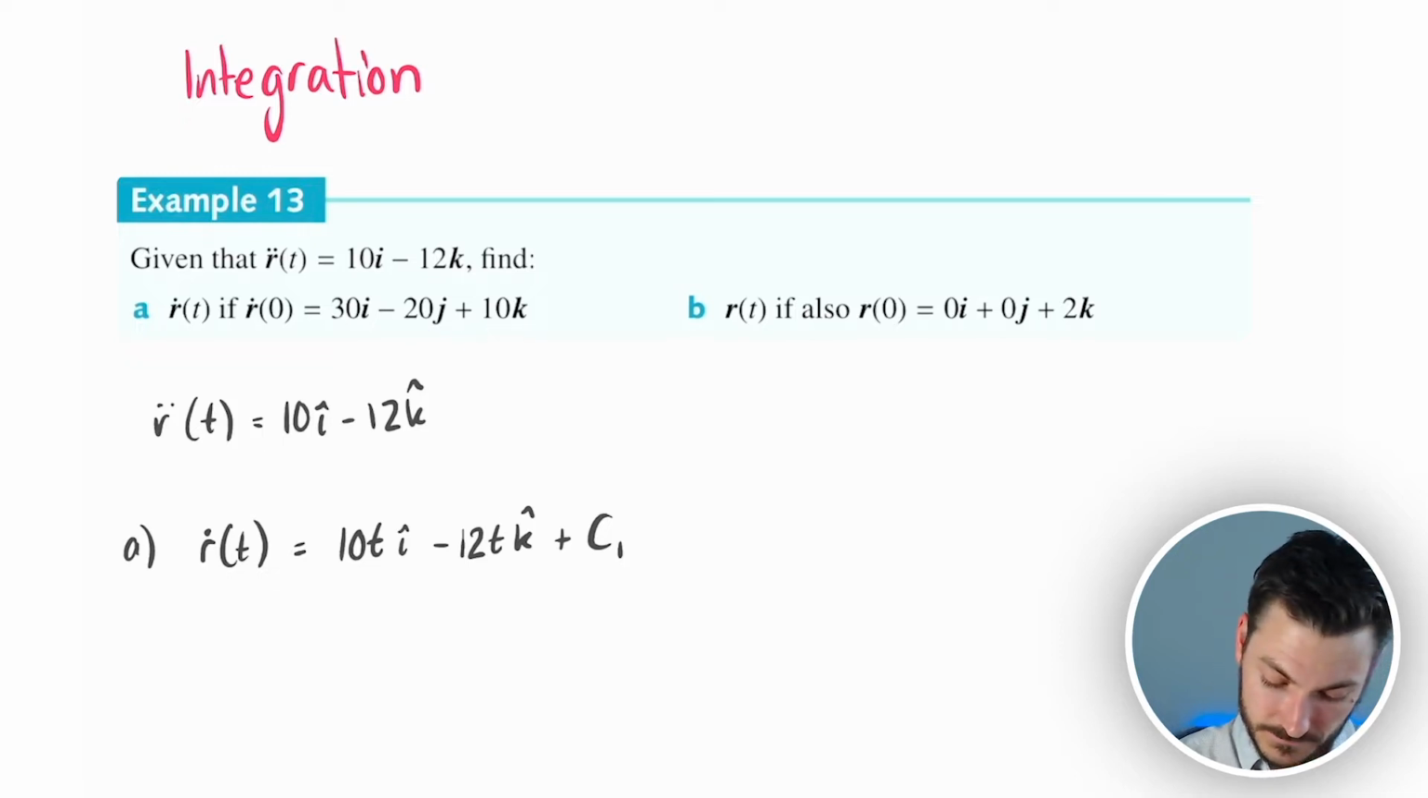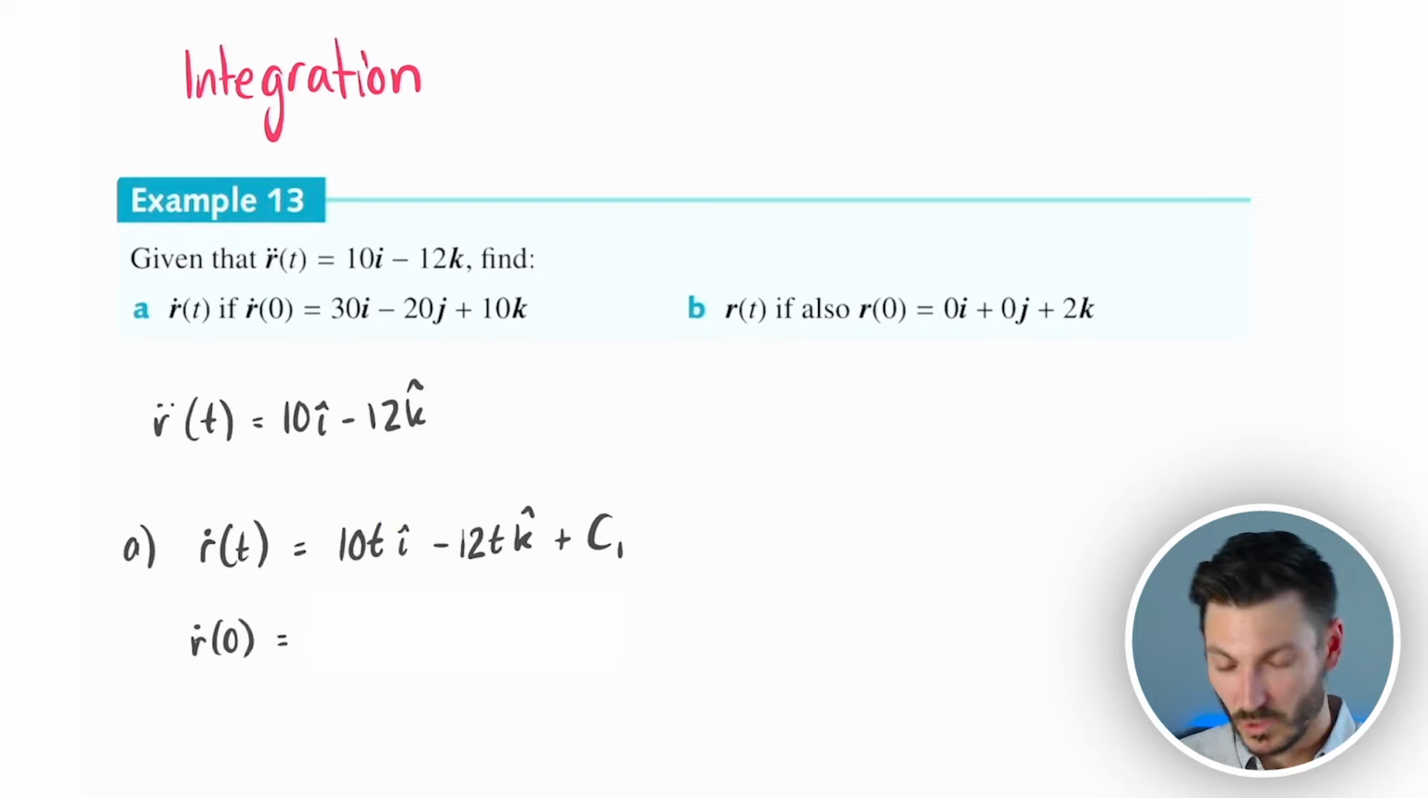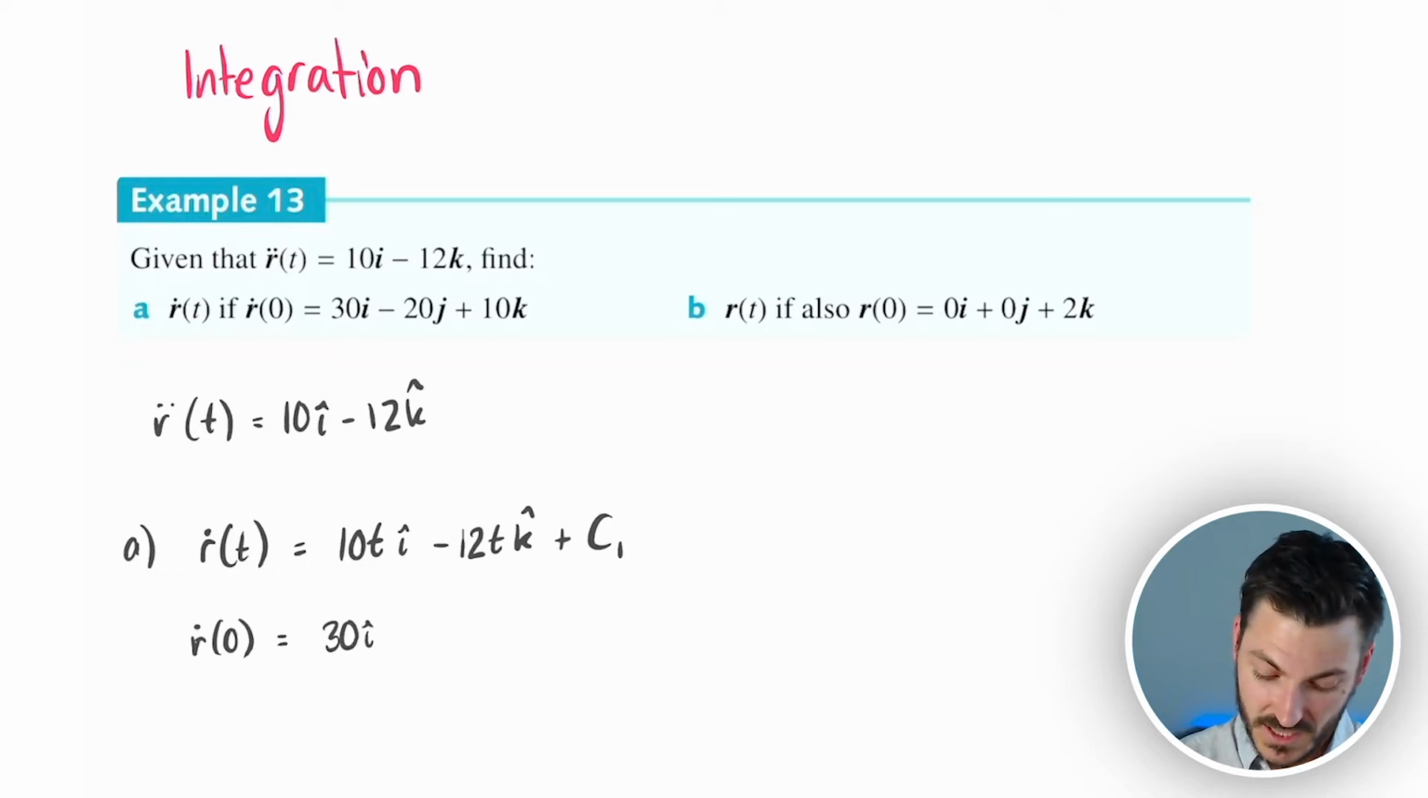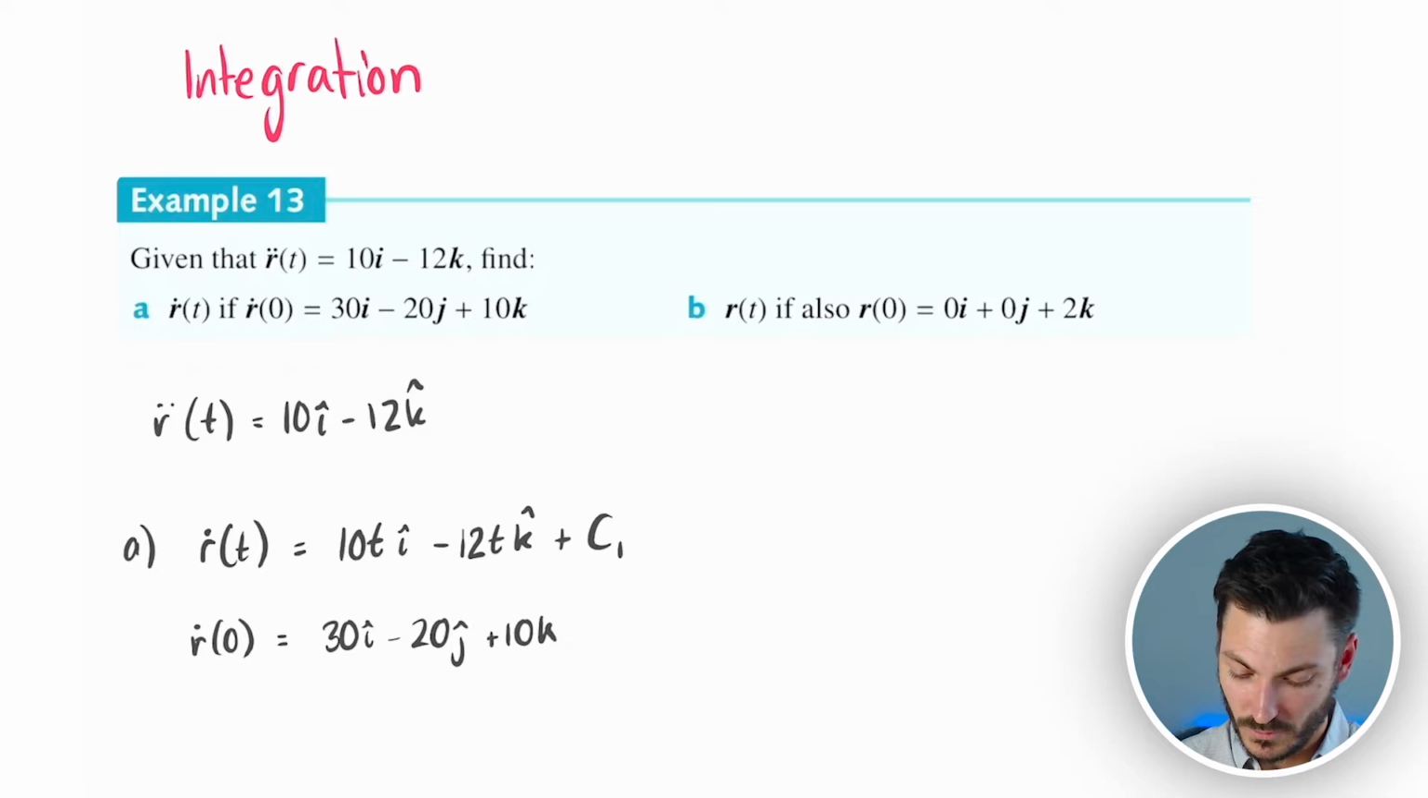So initially, all of this, the 10ti and the 12tk, are going to be 0 because the t's turned to 0. So I just get C1, and that's going to equal my initial velocity. So when I sub that back in, we're going to find the velocity of the entire particle.